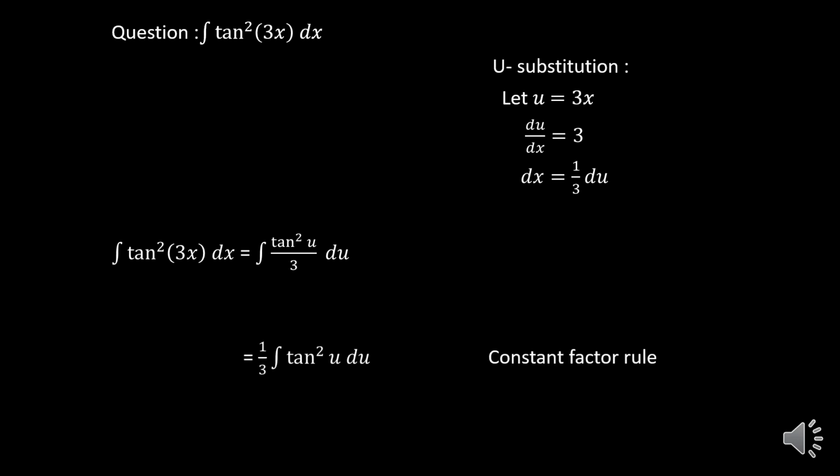So here, by using the constant factor rule, we can take the 1 over 3 and put it in the front. Kita letak kat depan, menggunakan constant factor rule, kita boleh letak 1/3 kat depan. Okay, so it will become 1 over 3 integrate tangent square u du, by using the constant factor rule.